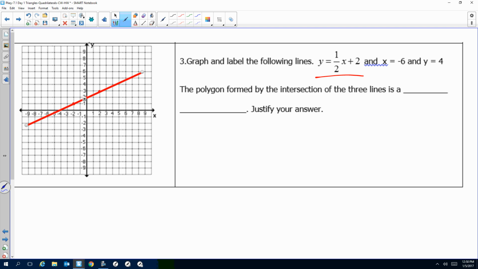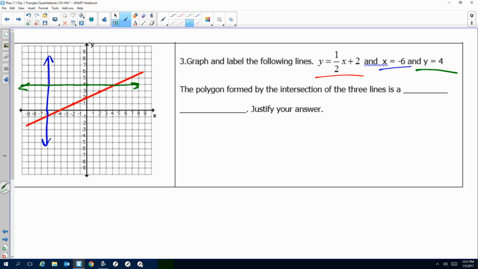Alright, then we're going to do x equals -6. That is a vertical line up and down. Okay, so it's undefined slope, so I just go to -6 and draw the vertical line. Okay, and then y equals 4. We should see that's horizontal. So we go at the y-axis at 4.